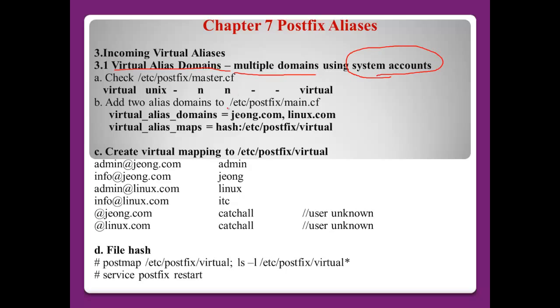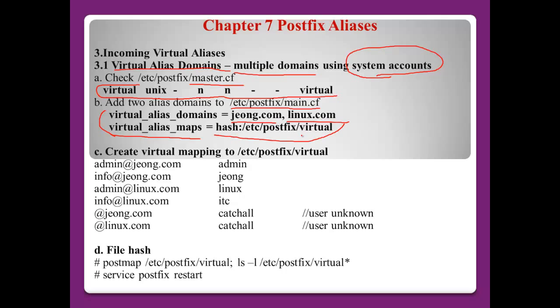So to set up this one, first, please check /etc/postfix/master.cf. Here, this one, virtual unix and virtual. Using this line, Postfix will support virtual domains. And after that, in the Postfix main.cf file, we have to configure two lines, virtual_alias_domains. In my case, the main domain, we call this one the canonical domain, is char.com. And the virtual alias domains will be john.com and linux.com. And after that, virtual_alias_maps.